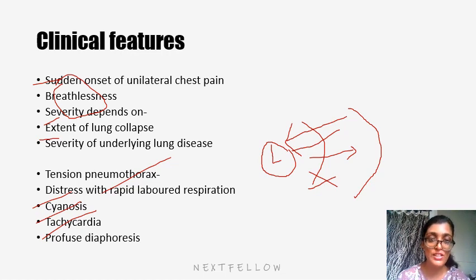So there is distress, and there is tachycardia because cardiac output is low, right? There is profuse diaphoresis to maintain the cardiac output. There will be an increase in the sympathetic nervous system activity to maintain the cardiac output. And cyanosis, because oxygen is not there, right? Because of impaired oxygenation, the lung is compromised and hence there will be cyanosis. I think I am clear with the points I've covered. Let's move ahead.